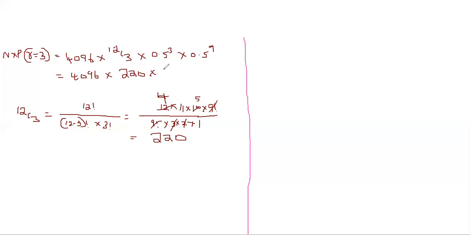Let us write directly 0.00024. You are getting 216.26. So this is P of R equal to 3.